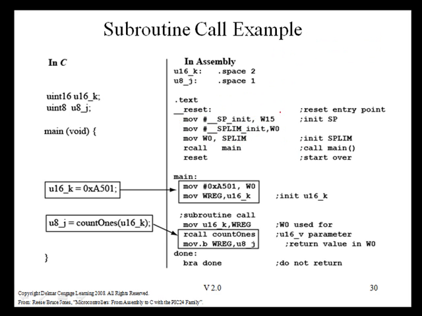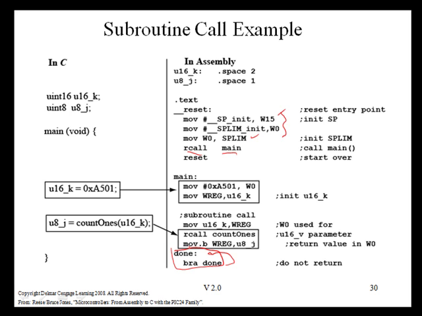So this code is essentially initializing our stack pointer and our stack pointer limit register, and then we're going to call main. Now main should never return in the code that we write, and we try to illustrate that by making sure that we get caught in an infinite loop down here so we never return.